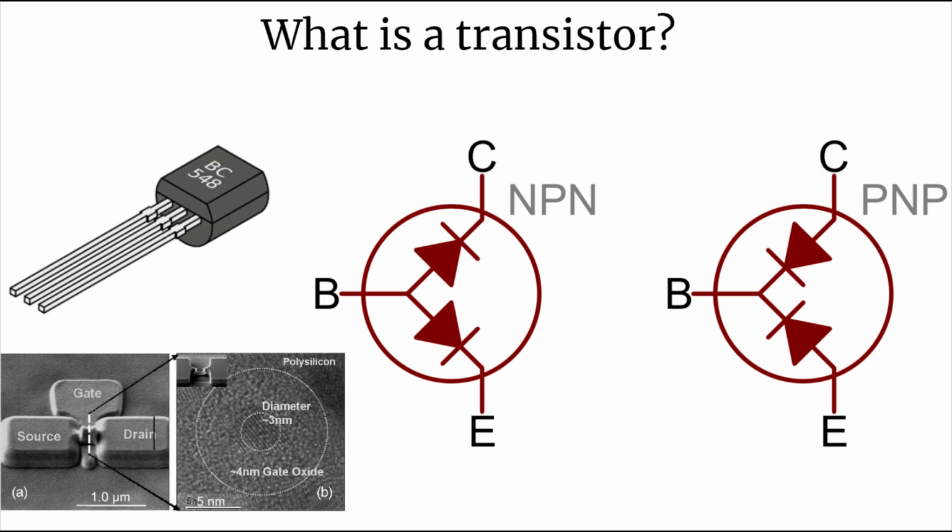The different types of transistors include NPN and PNP. In an NPN transistor, the electricity flows from the collector to the base and then to the emitter. In a PNP transistor, the opposite happens. PNP transistors are less common and are practically only used for amplifiers.